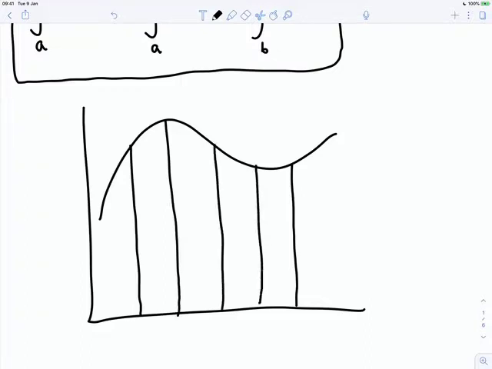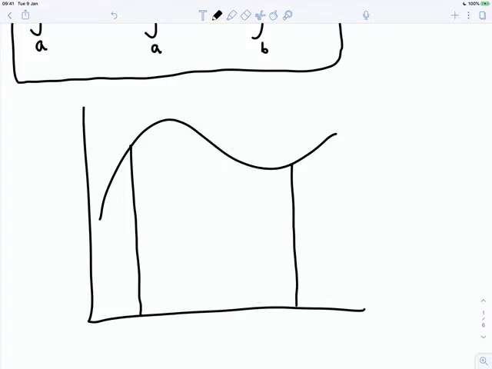So now if I divide it up into 4 rectangles, I might have a rectangle there, a rectangle here, like that. I might have a rectangle there, and a rectangle there, like that. Now it's already starting to look a bit better. And now instead of 4, you might say, well, what about 8 then?